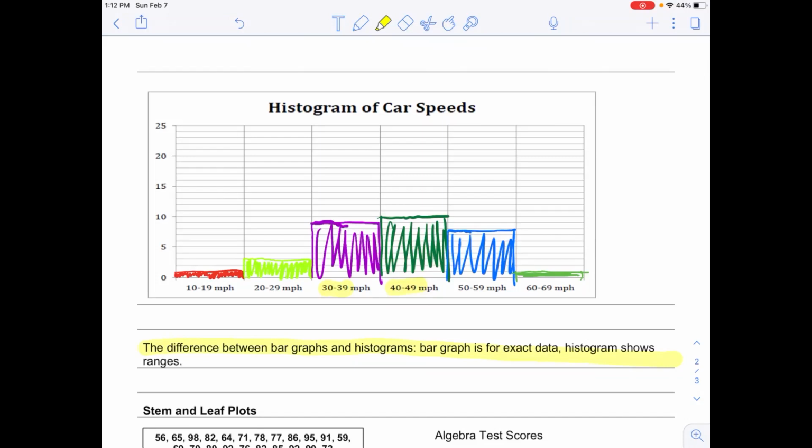A histogram, we can still see this image of how fast most cars were going. We can make less bars, but we lose some of the specific data because a histogram just shows ranges. Again, it's going to be really, really important that you do the histogram practices and get a good feel for how this works.